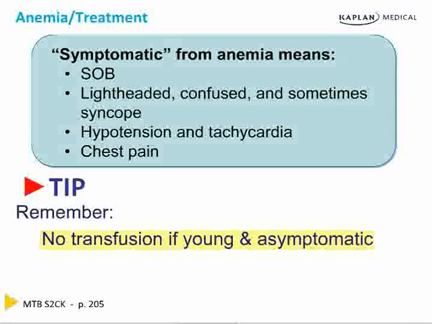Remember, no transfusion if the person's young and asymptomatic. They will make their own reticulocytes. Give them time. There's no rush. They're asymptomatic, and they'll get their own reticulocytes in a couple of days.